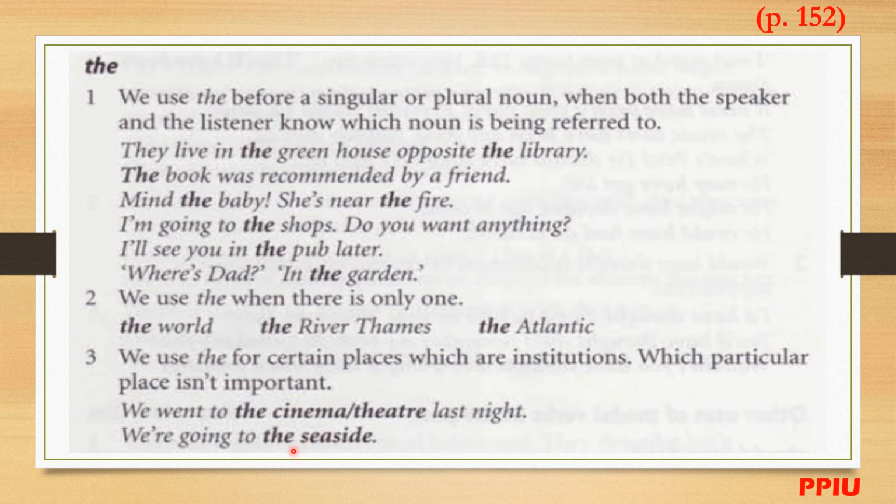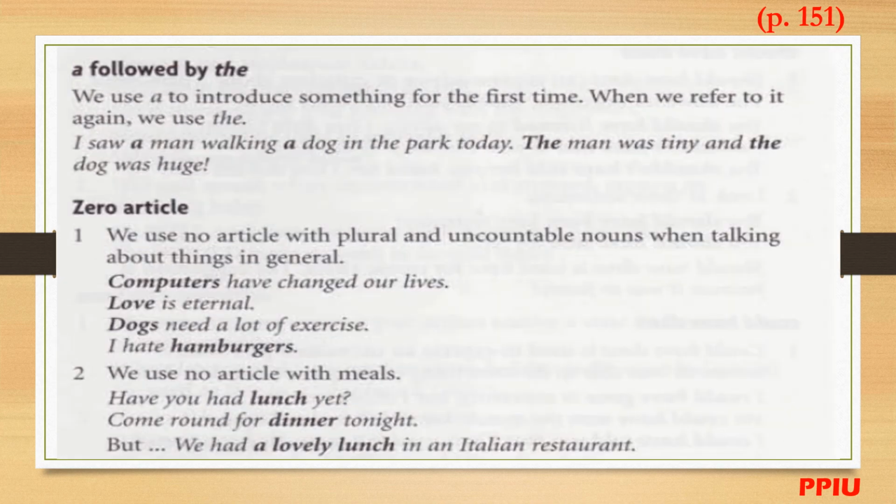So in short, we can use "the" before both a singular noun or a plural noun whenever the speaker and the listener know which noun is being referred to. The second use is to talk about a thing that has only one in the world. The third is to talk about certain places which are institutions, where everyone recognizes which one it is. Okay, that's it about the article "the". Let's move to the next one.